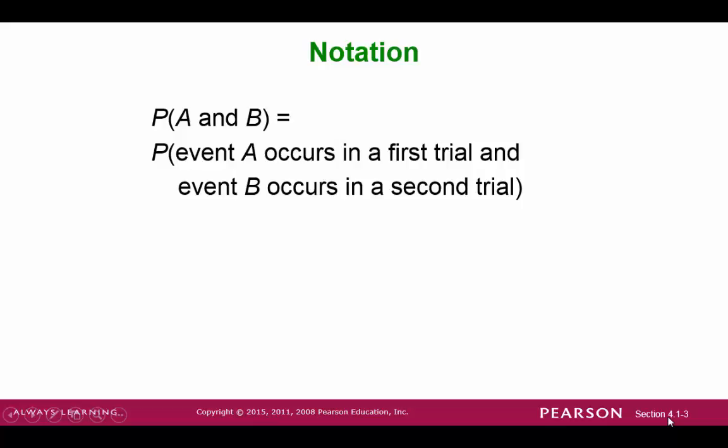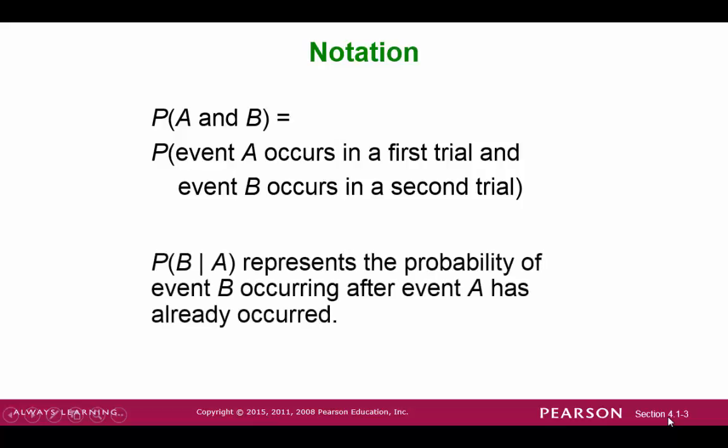The notation we will use is the probability of A and the probability of B. So P of A and B is the probability of A happening in the first trial, then B happening in the second trial. Another important notation is P of B, then a vertical bar, then A. This is the probability of B given that A had already happened.